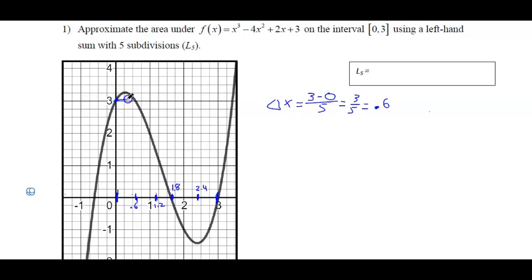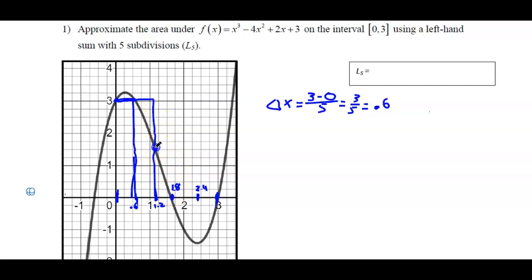So left-hand sum, we'll go ahead and approximate that. So this is going to be my left-hand sum right here. Again, using this left value that's right there. Here, again, we're going to take that all the way over to the 1.2. Going to get another rectangle there.